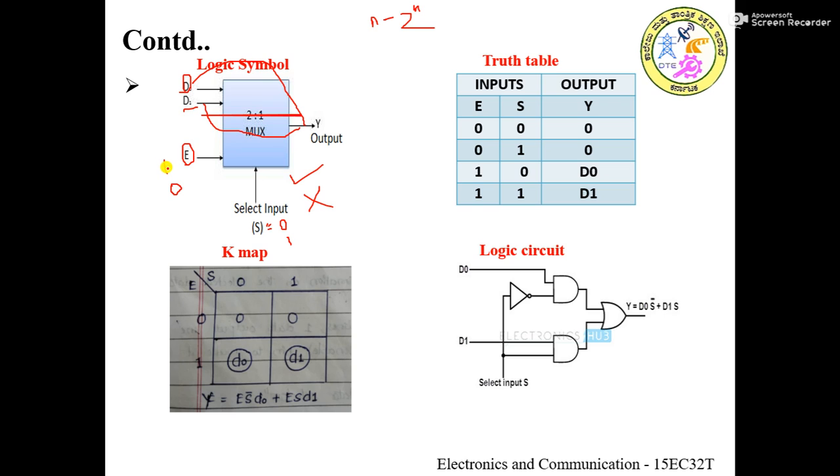give an active high signal on this enable pin. If I give an active low signal on this enable pin, the entire system itself will be disabled. The content of the select lines doesn't make any effect on this system here.